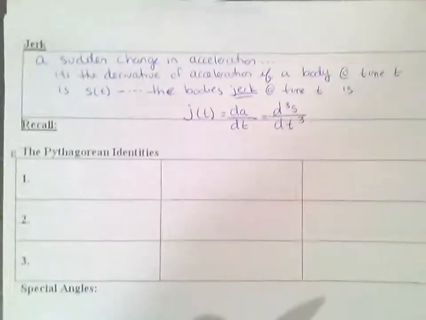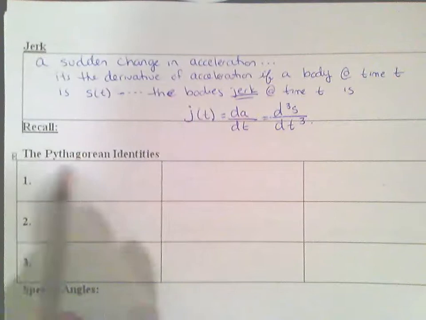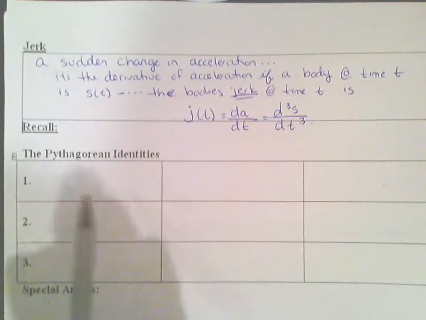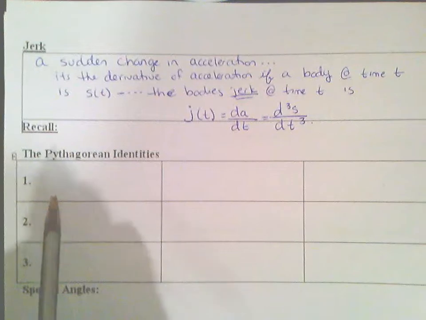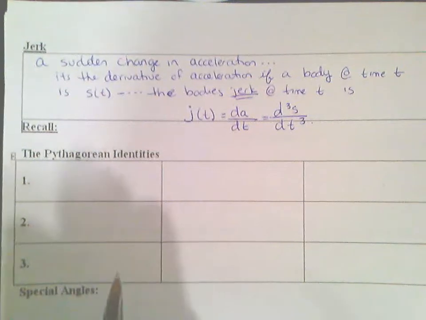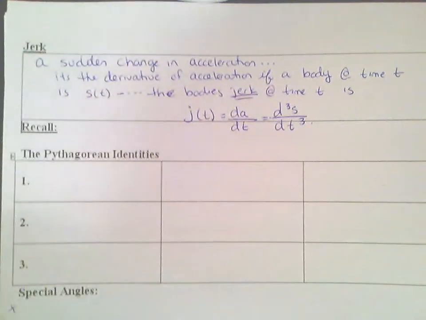Alright, so I'm going to leave you with this, and I need you guys to fill this in. So recall the Pythagorean identities for sine and cosine and tangent. And we'll do the special angles in class, and we'll leave the last two examples. We'll do them in class. Okay?